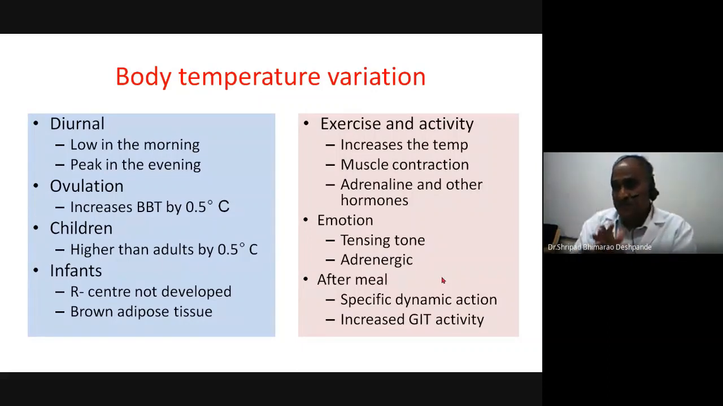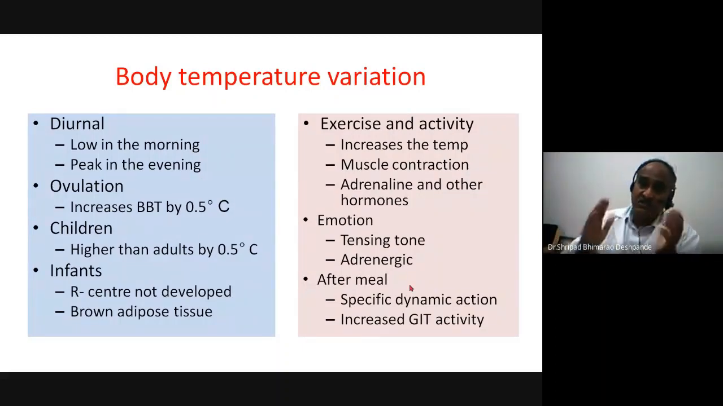So that is a specific dynamic action. This is a short note question. You think about that. Then you have increased automatically, because when I start consuming food, there is masticatory activity, and the entire swallowing, the stomach activity, the intestinal activity, and all those things; the total GIT activity is enhanced. That would add to the body temperature. So these are the variations of the body temperature because of the activity.